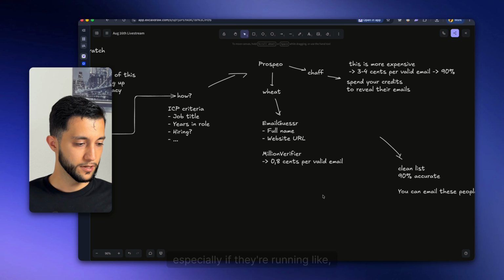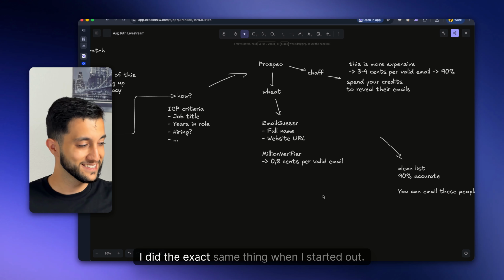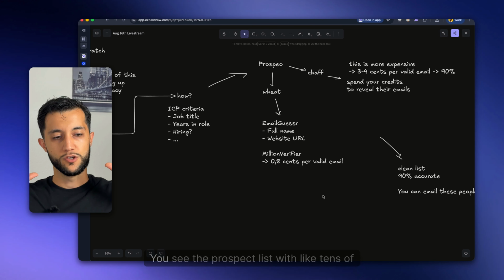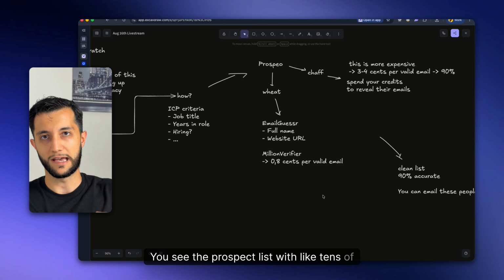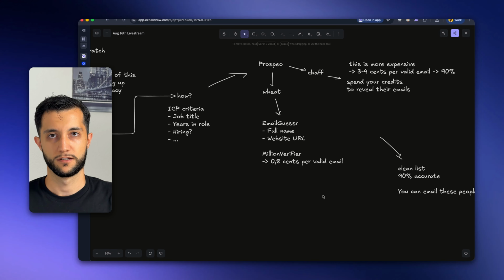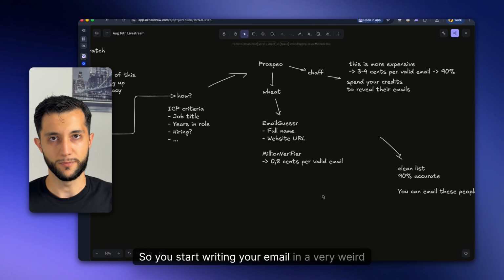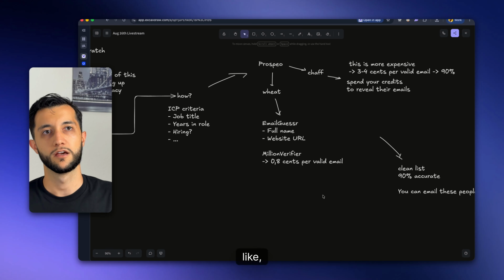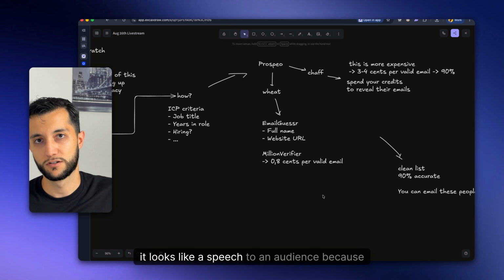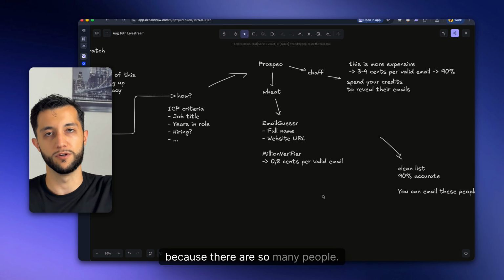A lot of people, especially if they're running mass cold email outreach, and I did the same thing. When I started out, I did the exact same thing. So I'm guilty of this 100%. You see the prospect list with tens of thousands of people, and it feels like you are talking to an audience because there are so many people, right? So you start writing your email in a very weird way where, when you read it as a single person, it looks like a speech to an audience, because you're in the mode of talking to an audience because there are so many people.